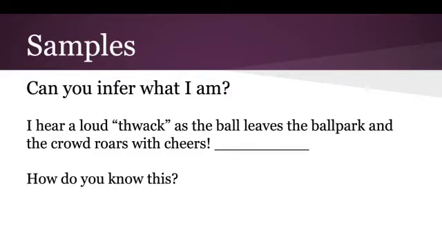And the crowd is roaring with cheers. So it sounds like a pretty big arena or field with a lot of spectators. So I'm starting to draw inferences that this must be professional sports. What kind of ball is going to make a loud thwack as it literally leaves the ballpark? Well, perhaps a very good ball player has used their baseball bat to hit the ball out of the park.